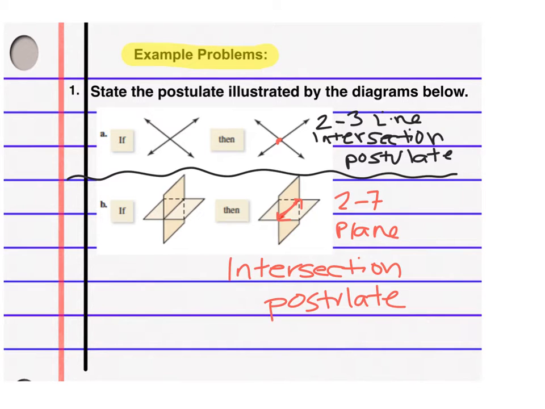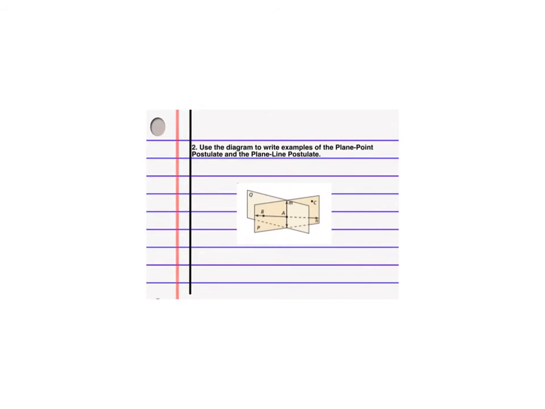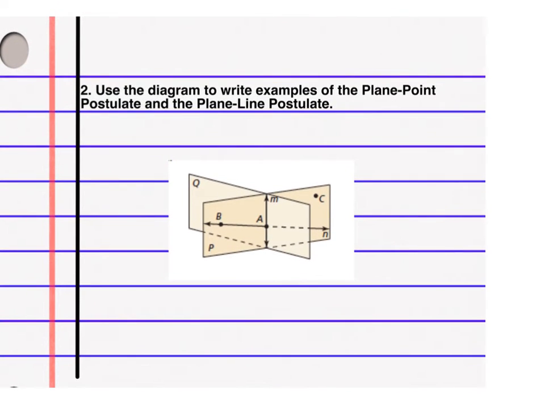Okay, so pause the video if you need more time. I'm going to go on to example collinear point postulate plane. All right, example 2, use the diagram to write examples of the plane point postulate and the plane line postulate.